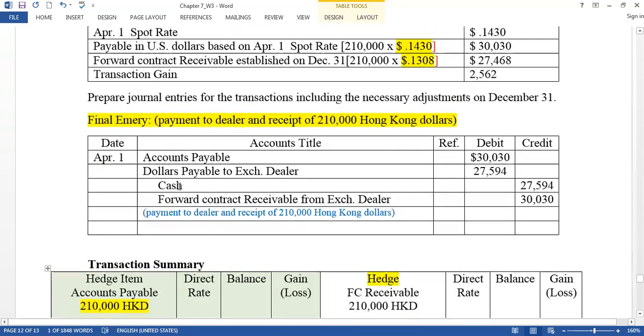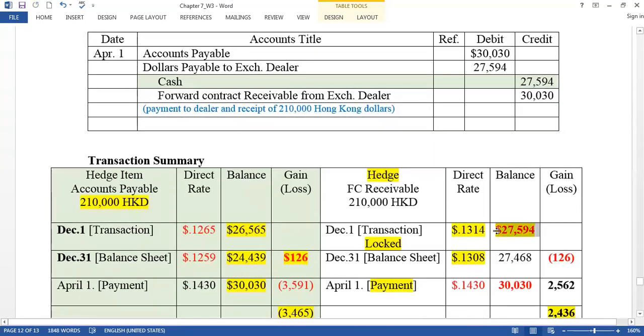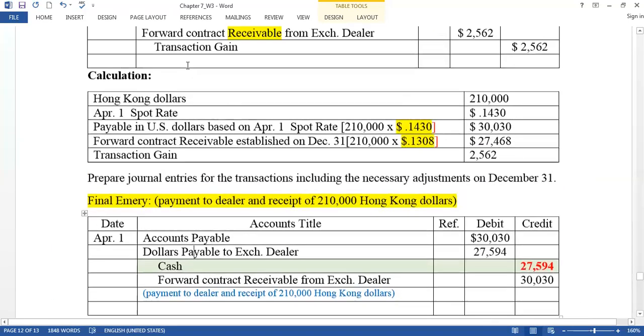Look at the journal entry. We pay cash, $27,594. This money we paid, right? Because we promised. Someone contacted us and I promised that I would give this money only. So I give this money, right? I give this money to whom? I give this money to the exchange dealer because I was liable.